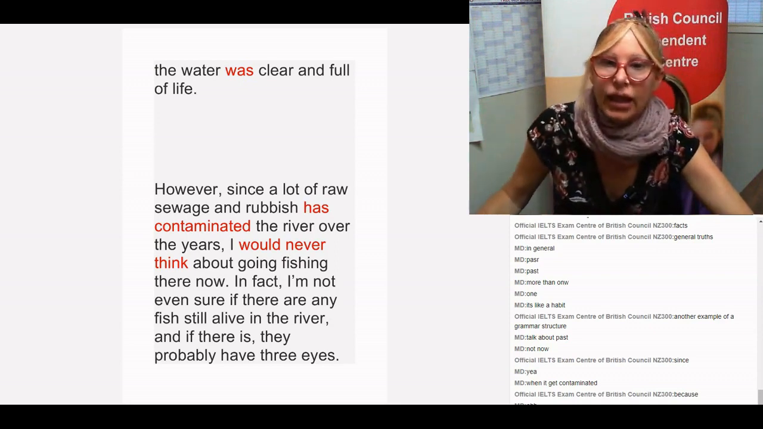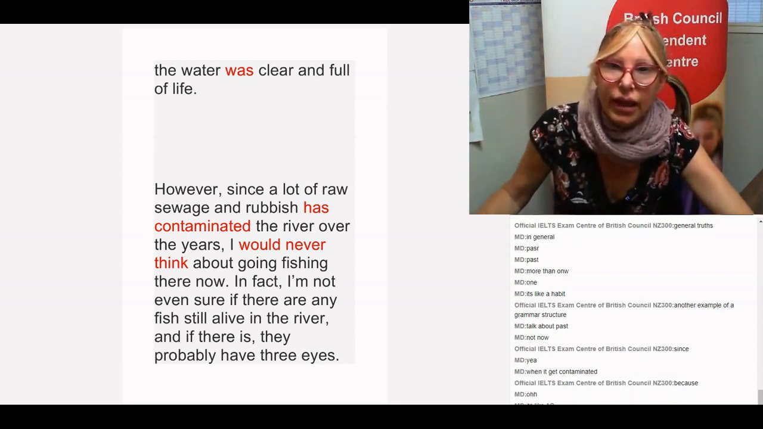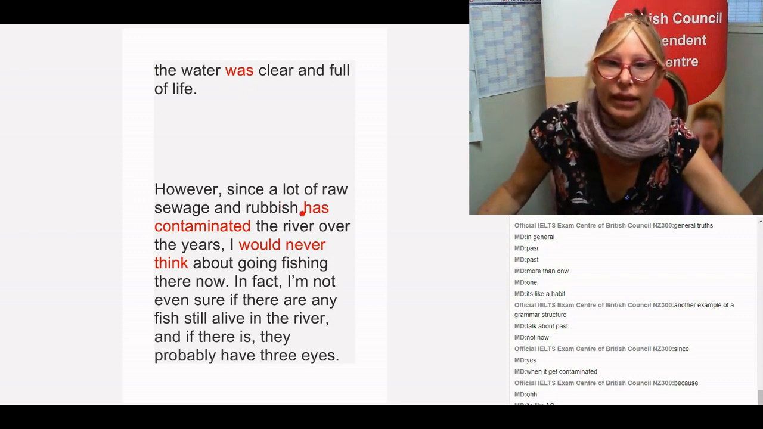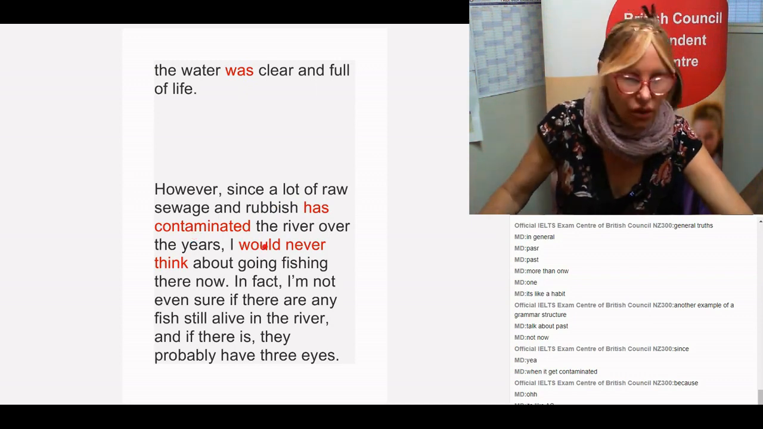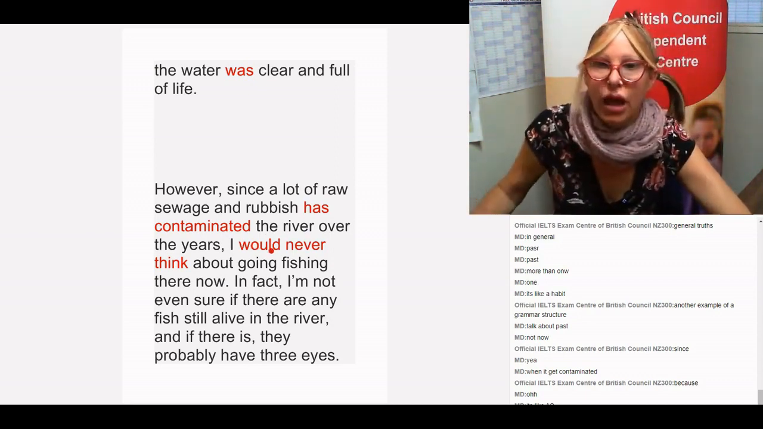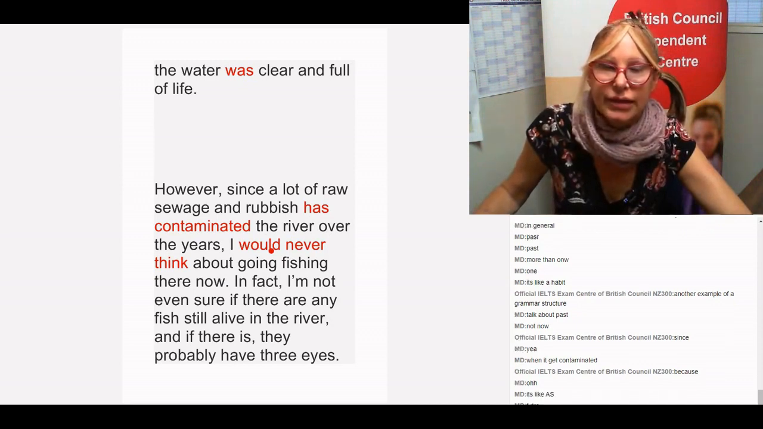Yeah, so here we've got another example of present perfect. Has contaminated the river over the years. And then they've used this would never think. So this would is referring to the future or the past? Right, the future. I would never think about going fishing there now. So that's another tense that they're using.